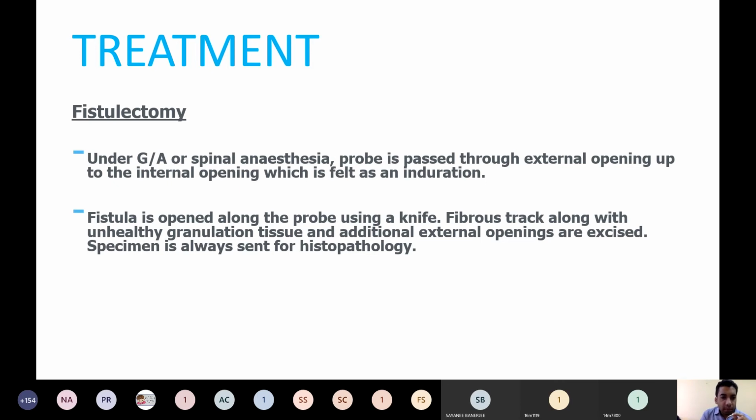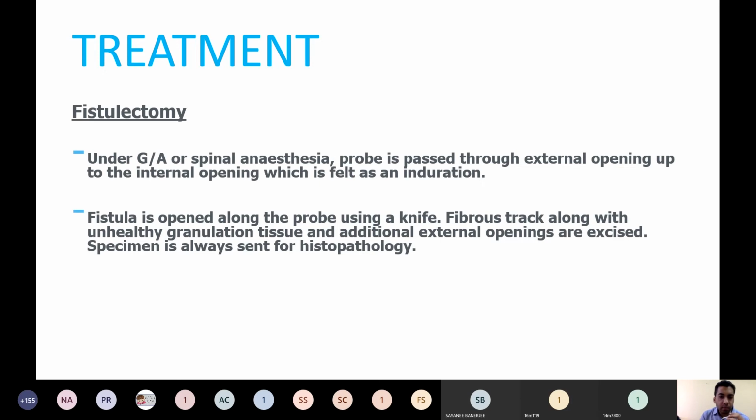The way you perform is after spinal anesthesia or general anesthesia, you pass a probe through the external opening, and you bring it out into the internal opening. Now this will be your guide. This will tell you the tract. What you have to do is dissect all around the fistulous tract and go as close to the internal opening as possible, and then you end your dissection right then and there. You don't go beyond that. So this will be your fistulectomy. Ectomy means removal of fistulous tract.